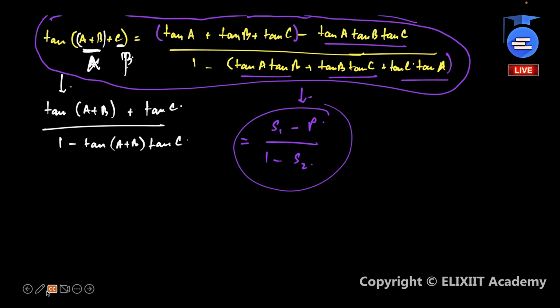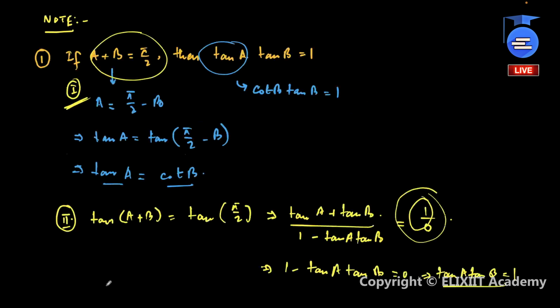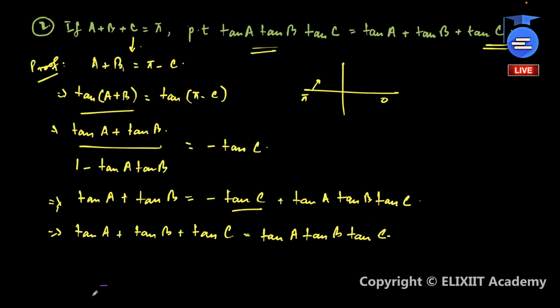S1 minus P upon 1 minus S2. That's the way I told you to remember this. So what you can do is, in this relation itself, use the formula of tan A plus B plus C. The right hand side is tan pi, which is 0. If you take tan on both sides, the right hand side will be tan pi, which is 0.